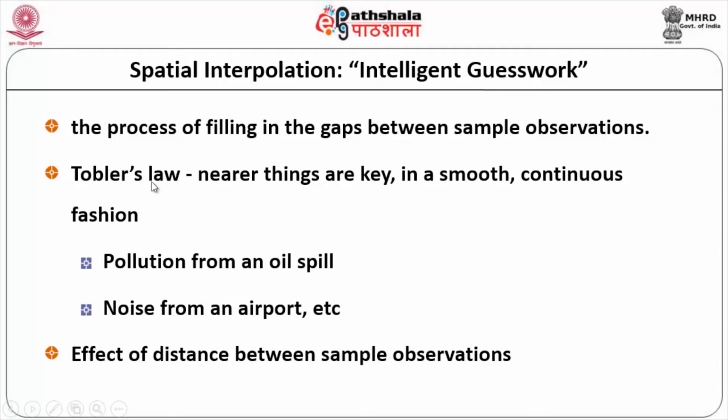As the name indicates, interpolation is interpolating the data. It is just a process of filling the gaps between the sample observations. Whatever data I have, I will have to fill with the other data. And if I want to have a proper interpolation, I will have to have objects which are as far as possible closer to my study. Otherwise, it will not be possible for me to get a proper interpolation. Nearer things are a key to getting a smooth and continuous surface. What is a good example? Pollution from an oil spill or noise from an airport. These are some simple examples of how you can use that.